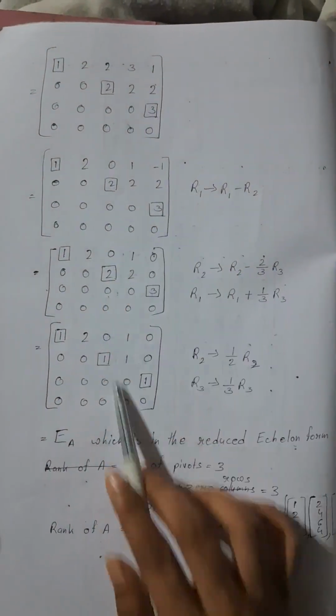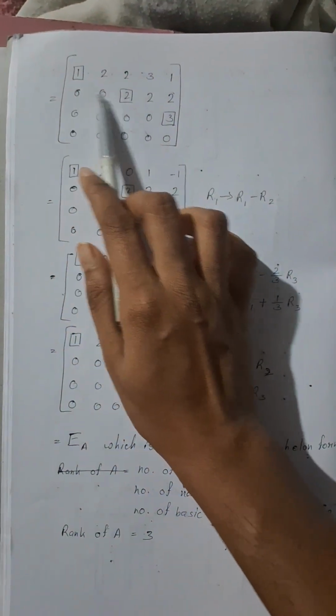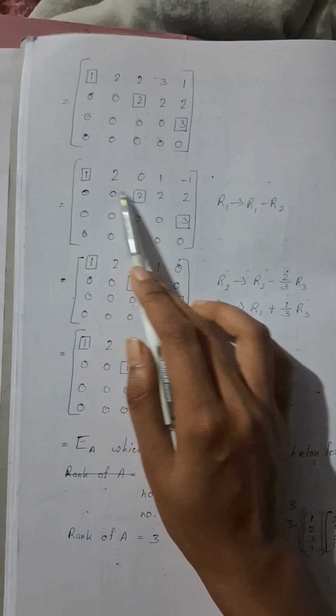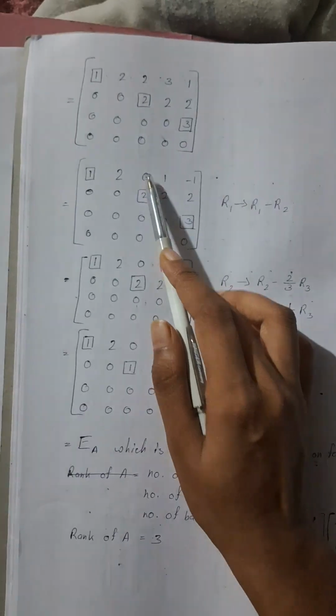Now, to make it a reduced echelon form, we need to make the elements above the pivot elements zeros. So by making the elements above the pivot elements 0, here we have the reduced echelon form.